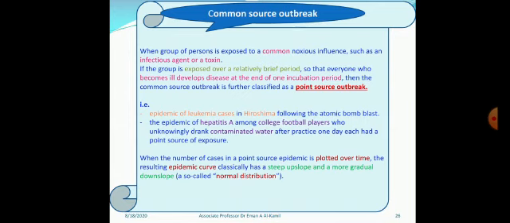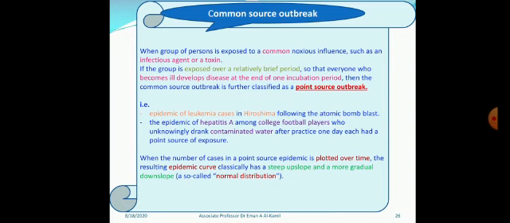The common source outbreak is when a group of individuals are exposed to one common noxious influence or exposure, such as an infectious agent or toxin. If the group is exposed over a relatively brief period, so that everyone who becomes ill develops the disease at the end of one incubation period, then the common source outbreak is further classified as a point source epidemic or point source outbreak. So we have a common source, one exposure or one source of infection.